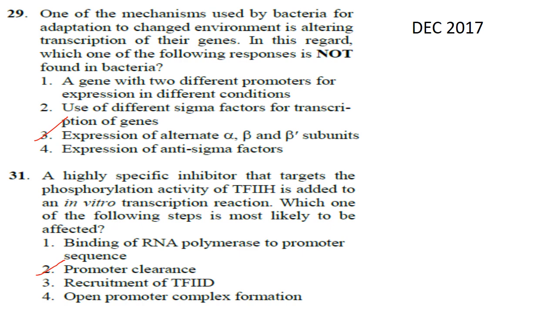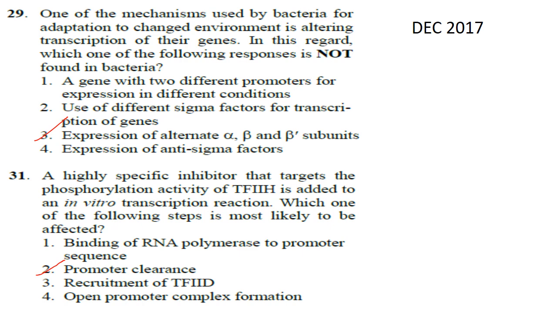A gene with two different promoters for expression in different conditions, that is found in bacteria. Use of different sigma factors for transcription of gene. Yes, you have got sigma 32, sigma 74 like that, which are used for transcription of gene. Then expression of alternate alpha, beta, beta dash subunits. That is not correct because only sigma factor varies, not alpha, beta and beta dash subunit. So they have asked for not found in bacteria. So 3 is not found in bacteria.